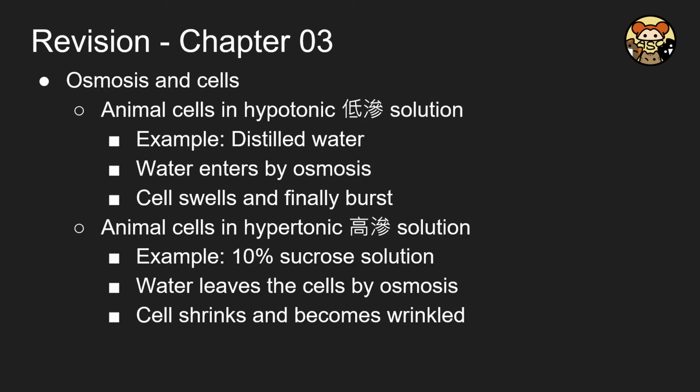So what does osmosis mean to animals like us and to plants? For animals, in a hypotonic solution, that is the distilled water version, the water will enter by osmosis, and that's why our cell will swell and eventually burst, so the cell may die. And for the animal cell in a hypertonic solution, let's say in 10% sucrose solution, the water will leave the cell by osmosis, and the cell will become shrunken or wrinkled.